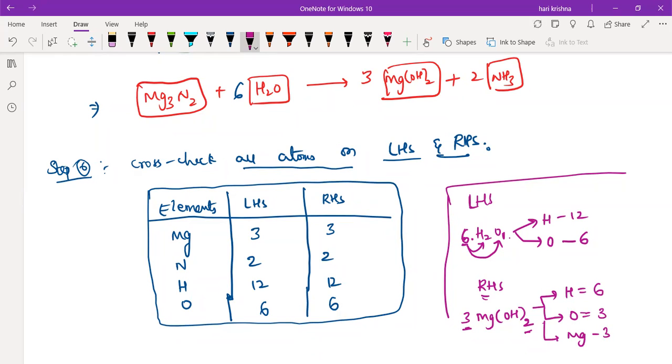Hydrogen is not only there in the magnesium hydroxide, it is there in ammonia also, right? Here, how many hydrogens are there? 2 into 3, so 6. So here also 6 plus 6, 2 NH3, hydrogen is 6. So 6 plus 6 is total 12. Here also 12. Clear?